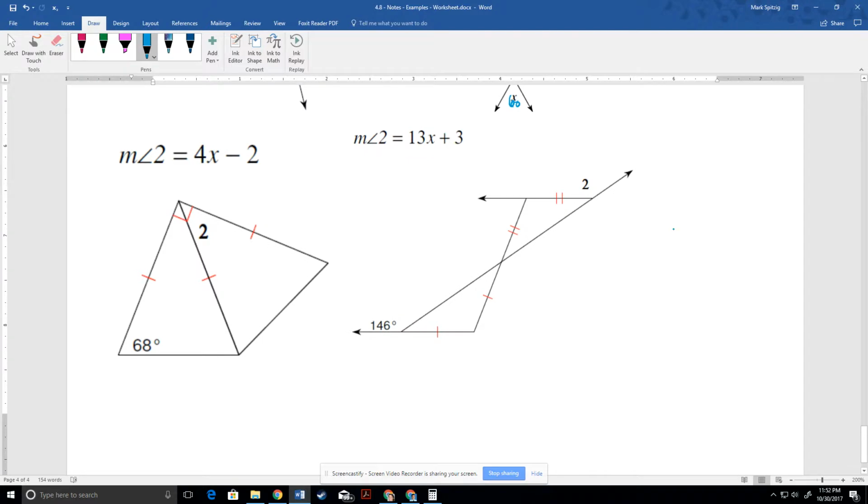All right, so let's look at this one. Basically, we're trying to find x here, because it's telling me that angle 2 is 4x minus 2. If I can find out what it is, then I can just make an equation and solve. That's going to be my goal here. So if I do that, I get 68 here.